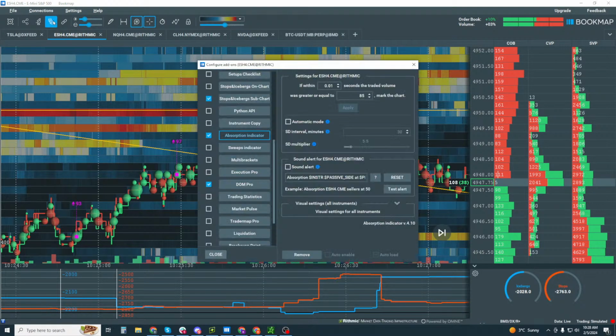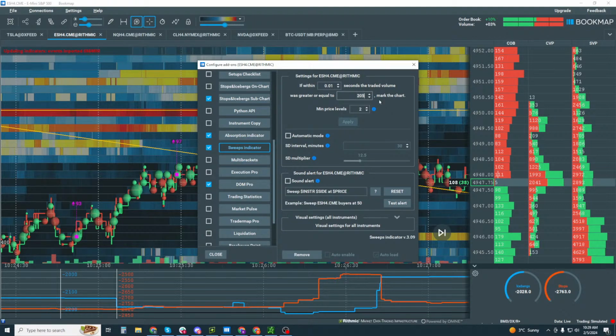Let's just go over the sweeps really quickly. Here, let me put in 85 as well. Now there's only one little difference here between sweeps and absorption. It is exactly the same indicator, except for this one here, minimum price levels: 2 or more. So there must be 85 that transacted on at least 2 price levels within this small time frame.